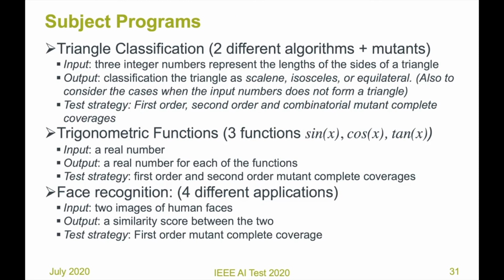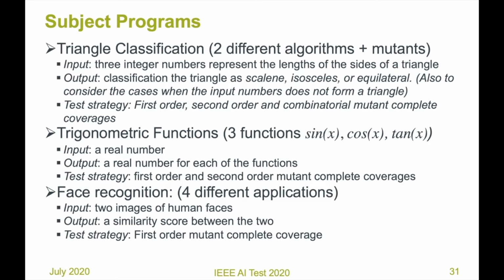We use three sets of subject programs. The first is triangle classification. We have two different algorithms to implement it, plus mutants to inject faults into the subject. The second is a set of three trigonometric functions: sine, cosine, and tangent. And the third is a set of face recognition applications. We actually have four different applications.